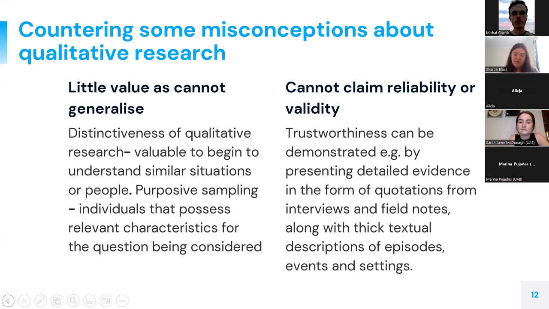In qualitative research, we have this concept, I don't know if you've heard of it before, of trustworthiness. And one way to demonstrate trustworthiness in qualitative research is to present detailed evidence in the form of quotations from interviews and field notes, along with thick textual descriptions of episodes, events, settings in observational research, for example.